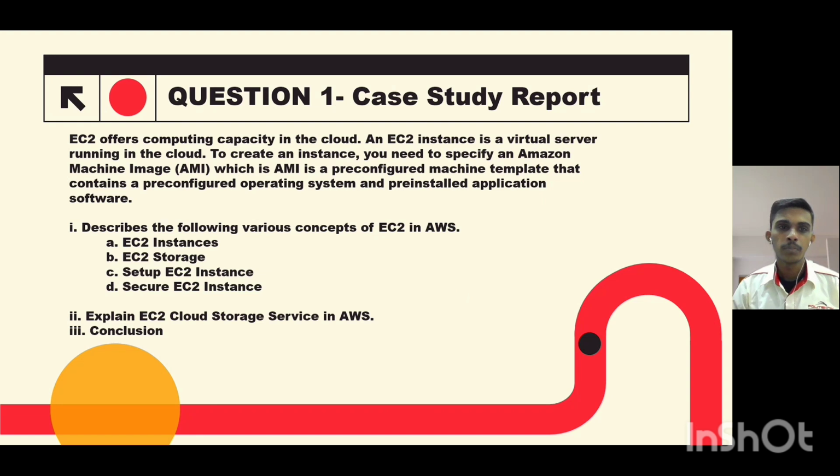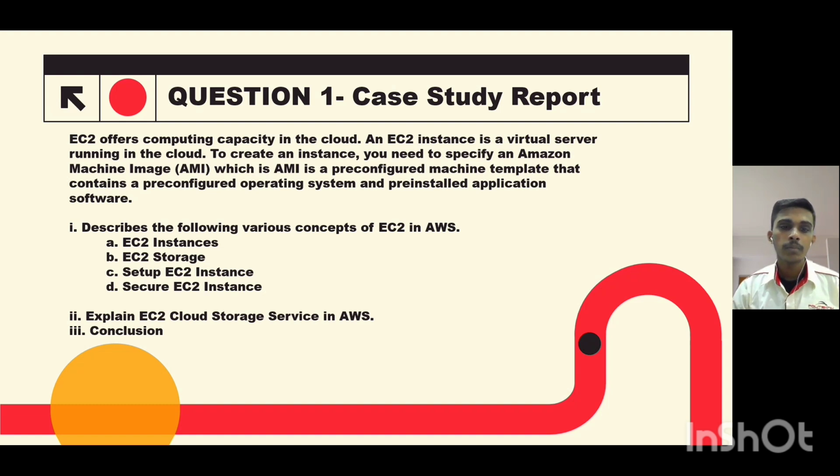Question 1, case study report. The situation is EC2 offers computing capacity in the cloud, and EC2 instance is a virtual server running in the cloud. To create an instance, you need to specify an Amazon Machine Image, AMI, which is a pre-configured machine template that contains a pre-configured operating system and pre-installed application software.